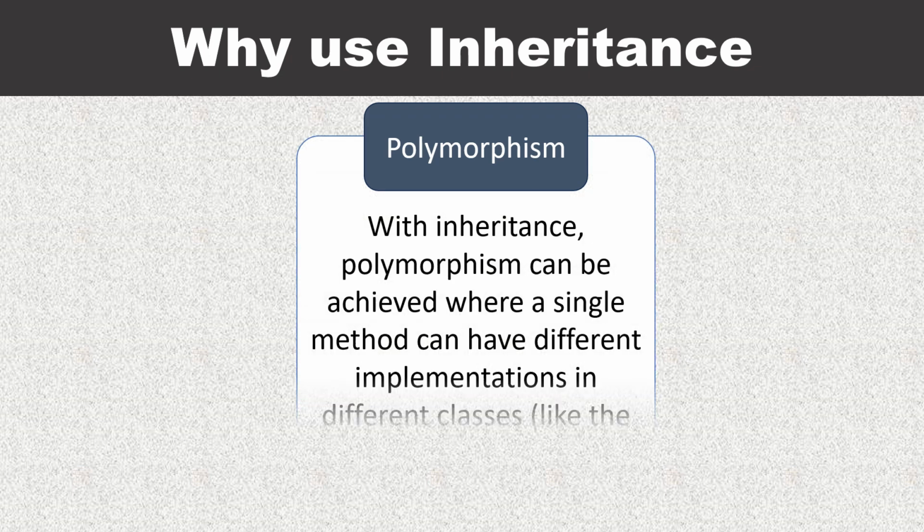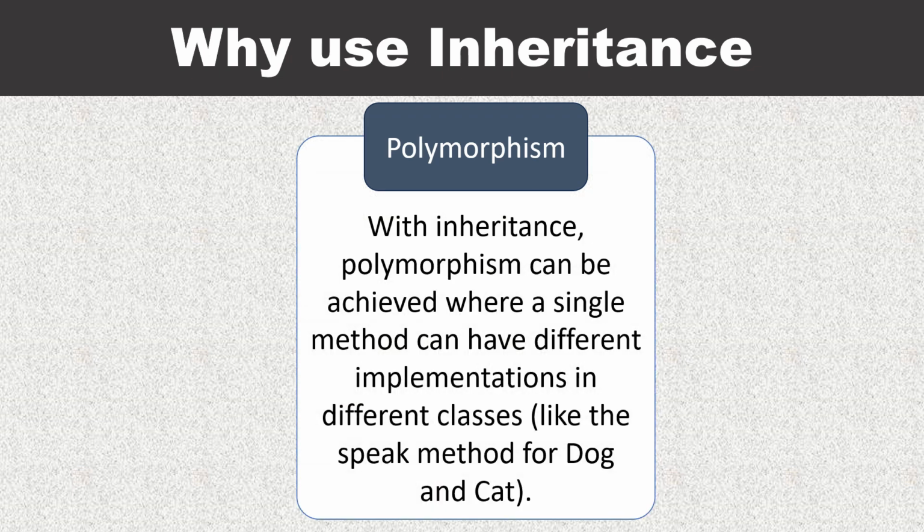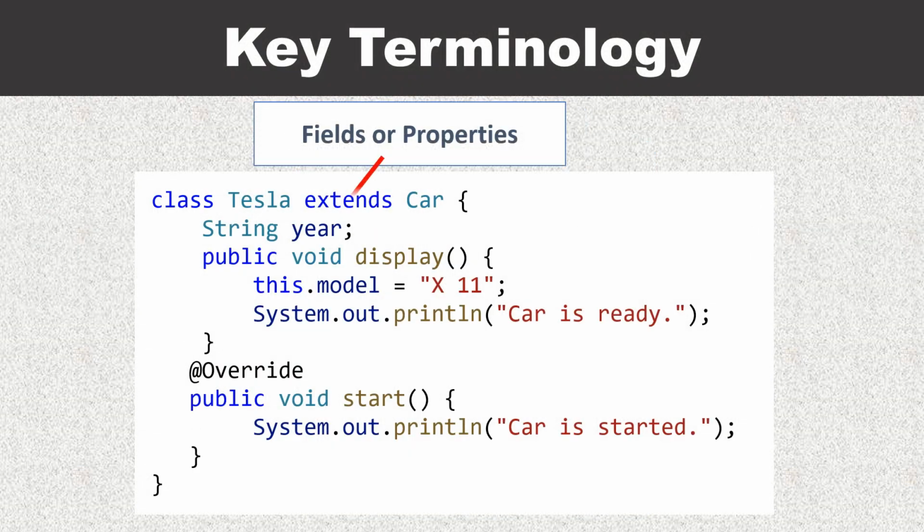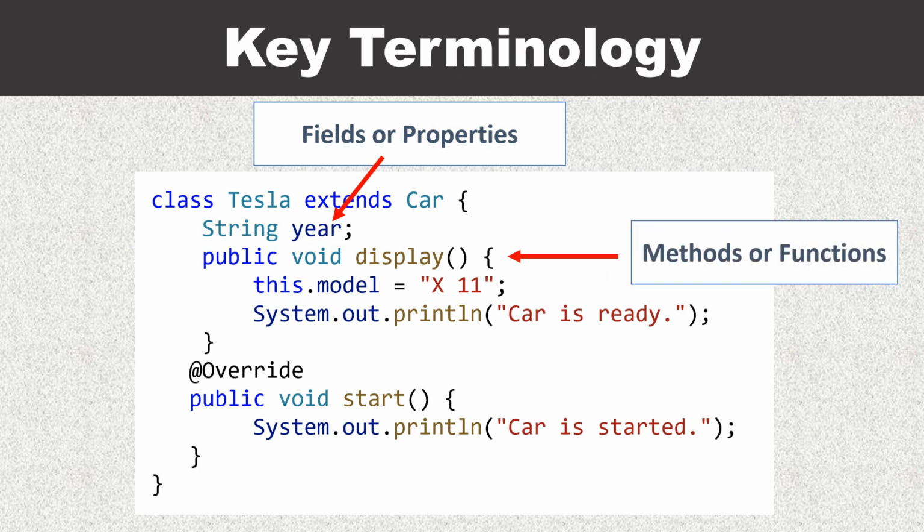Polymorphism. With inheritance, polymorphism can be achieved where a single method can have different implementations in different classes, like the speak method for Dog and Cat. Fields or properties. These are variables that belong to the class. Methods or functions. These are functions defined within the class. Overriding. When a subclass provides its own implementation of a method inherited from the parent class, it is called method overriding.